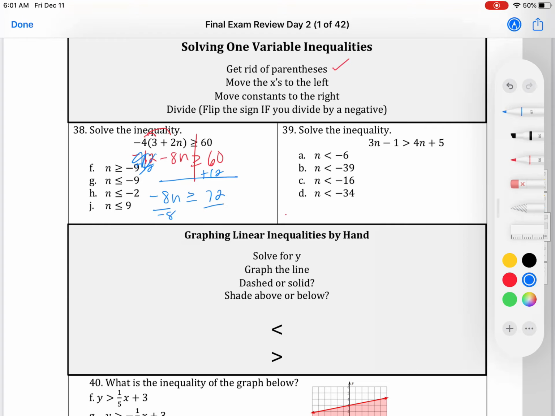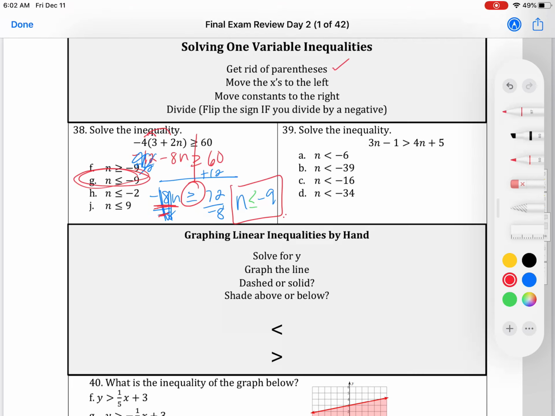Last step, get n by itself by dividing. The number 72 divided by -8, use your calculator if you need to, is the number -9. But we have to be careful. When we divide by a negative, it means we have to flip our sign. So my final answer is that n is less than or equal to -9, which is G. We had a sign flip because we had to divide by a negative.